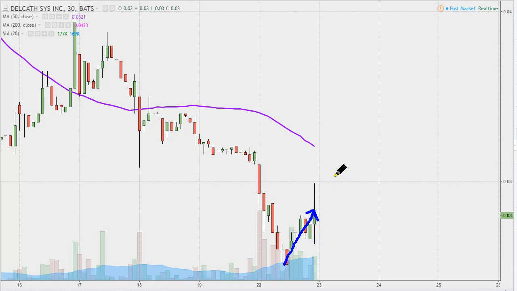Who knows? Maybe this is the start of something bigger, but how do you define quote-unquote something bigger? Well, the first step in that would be getting up above that purple line. So we'll see what happens with it. Yeah, nice bounce late day today, but still a lot of work to do. And that first big step, getting up above that 50-period simple moving average. So we'll see what happens with it.